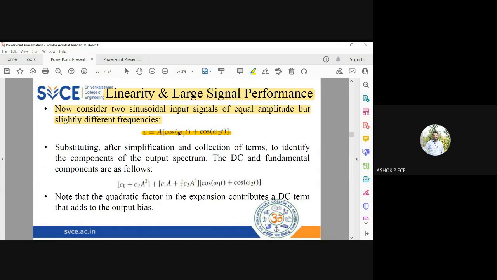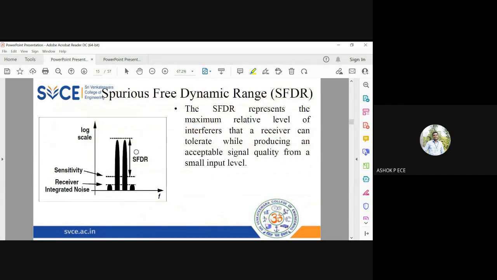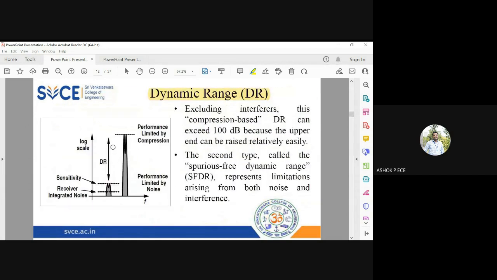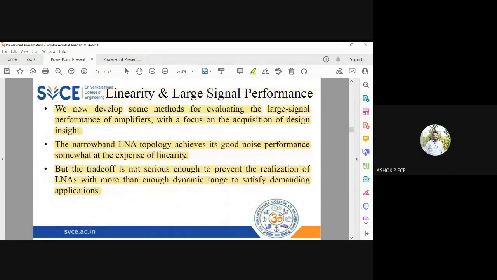I am assuming both the signals have the same amplitude, capital A, and omega 1 and omega 2 are very close to each other. As you see in the SFDR diagram, for dynamic range you see only one peak, which is our actual signal, and this is our noise. But for SFDR, you have two peaks which are equal. These two peaks correspond to two tones, one is F1, one is F2. Since the amplitudes are the same, the power is also the same. So remember, for SFDR, we always take a two-tone signal.